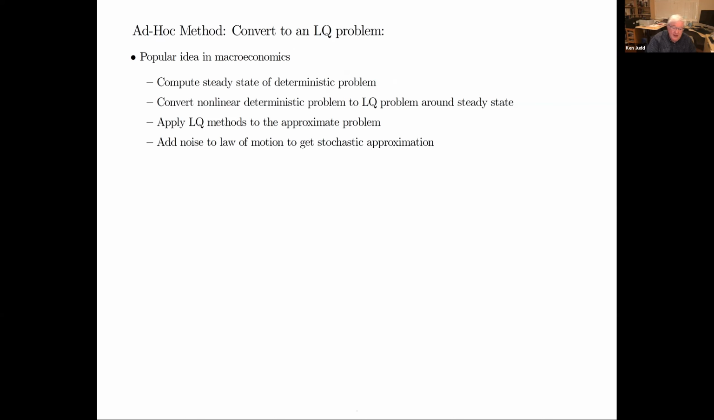Okay, so this is a simple dynamic programming problem. Now, the popular idea in macroeconomics is you compute the steady state, convert the nonlinear deterministic problem to a linear quadratic problem. Well, linear quadratic problems are great. We know how to do those things. Linear quadratic regulator, you have seen all those things in macro papers, and then you use your linear quadratic Riccati equation methods on the approximate problem, and then you add noise. Now, that's the ad hoc approach.